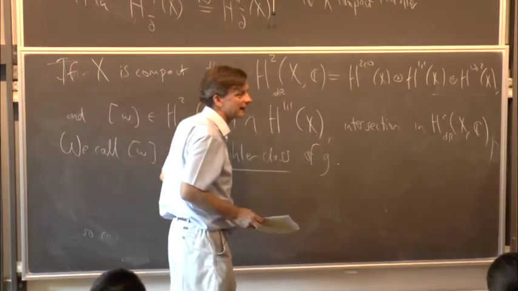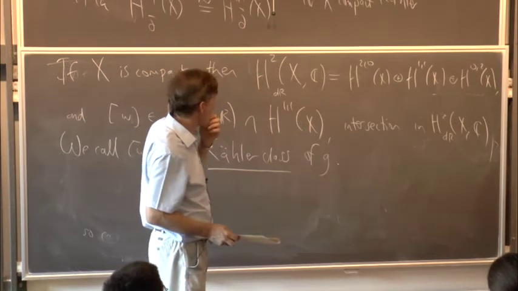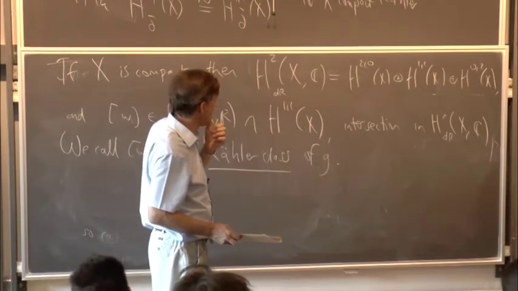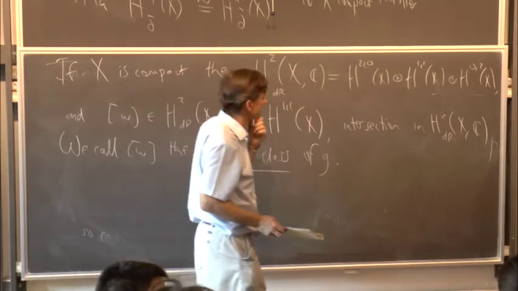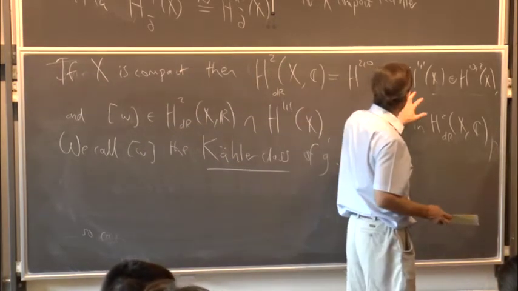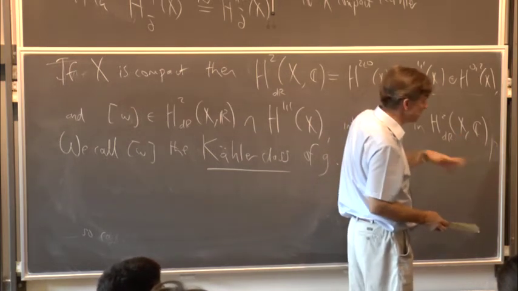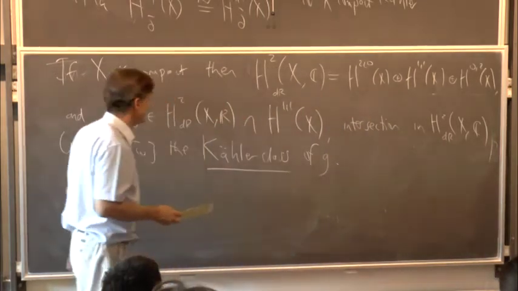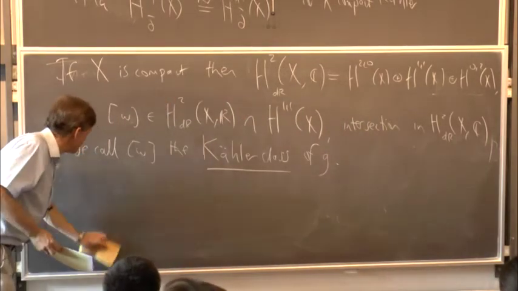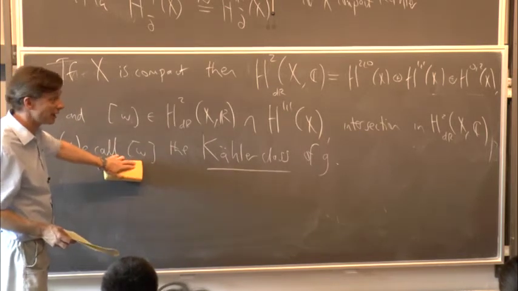Yeah? Does this have anything to do with the second Chern class? No, don't think so. The Ricci curvature will have something to do with the first Chern class, which we'll see on Monday, I think. But no, the Kähler class can be anything it likes. It's not constrained by any characteristic classes.